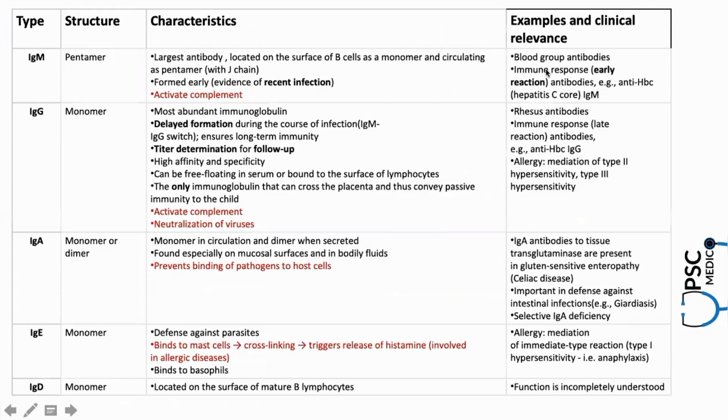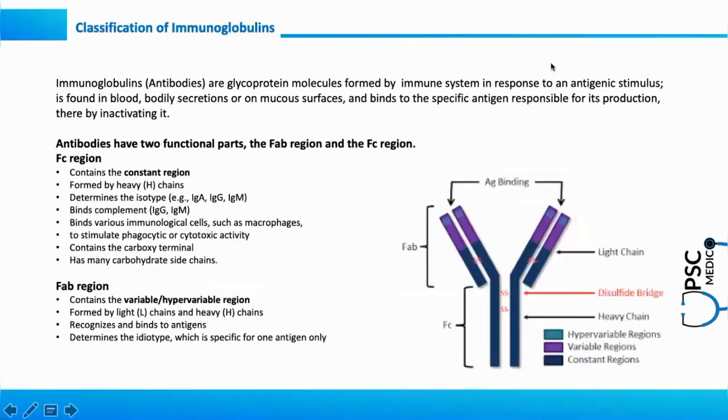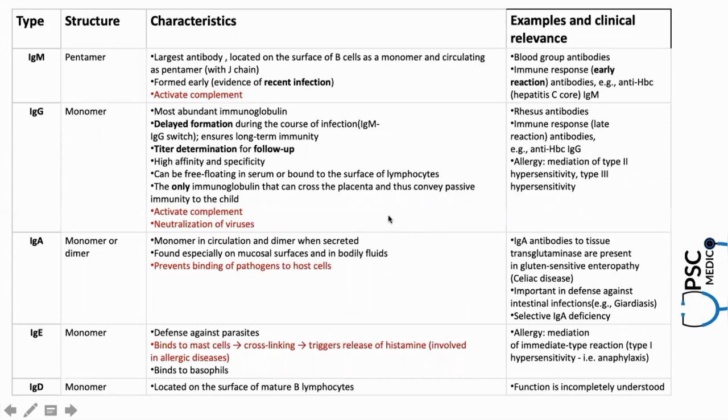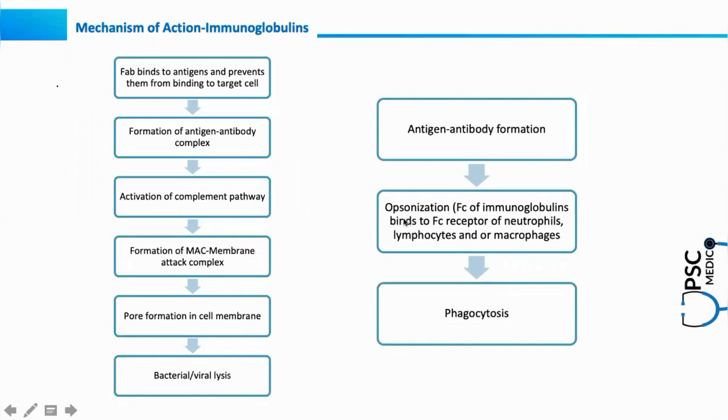But what we did just now is you know the classification and structure of immunoglobulins in detail. You know the different types of immunoglobulins, their structure, their characters and examples. And you know the mechanism of action, the three mechanisms by which it acts. One is lysis, another is phagocytosis, and the other is antibody dependent cell mediated cytotoxicity.